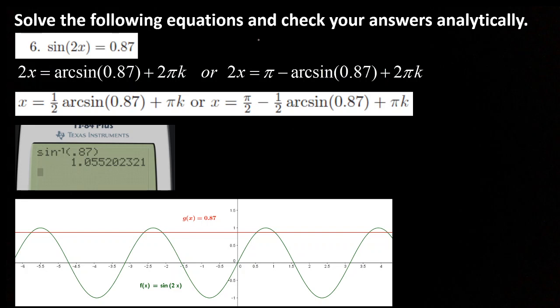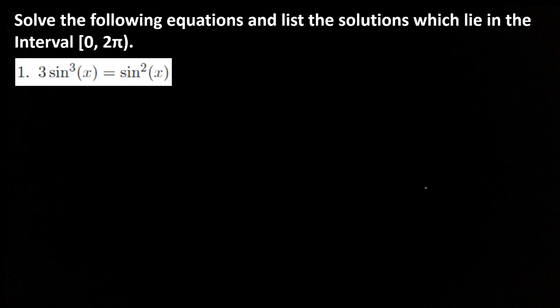And I have here, that's in radian, 1.0 something, that's in radian. And this is the picture geometrically. We are basically finding the intersections of the two functions. All right, now this one is something we can't directly do.